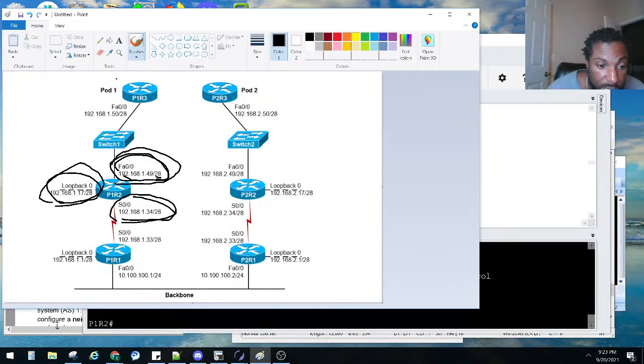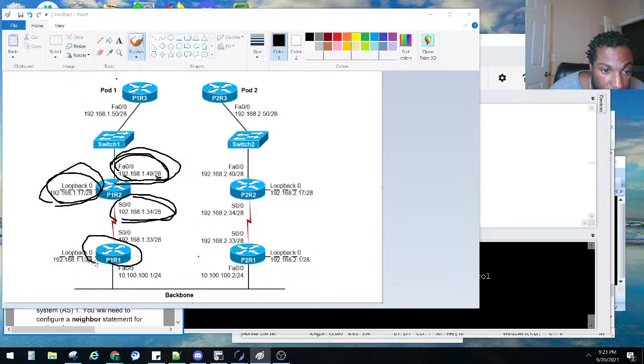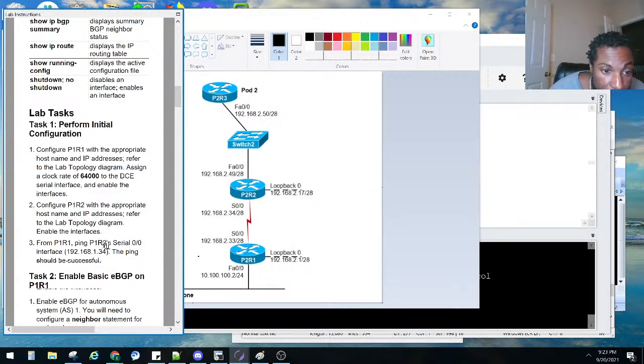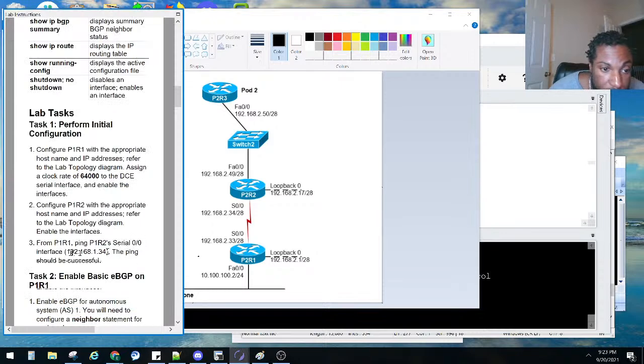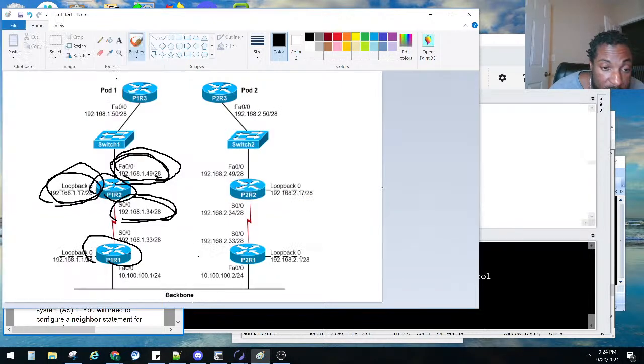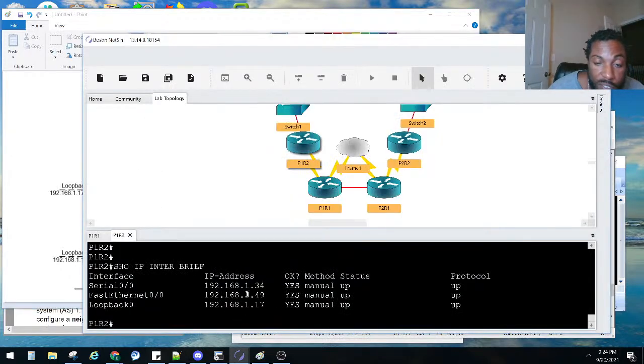And now he said step 3. From P1R1, which is this guy right here, ping P1R2, which is this guy right here, serial 0/0 interface 1.34. The ping should be successful. So basically they want to ping from here to there, right? And it should be successful, being that this is all virtual. This isn't real cabling.